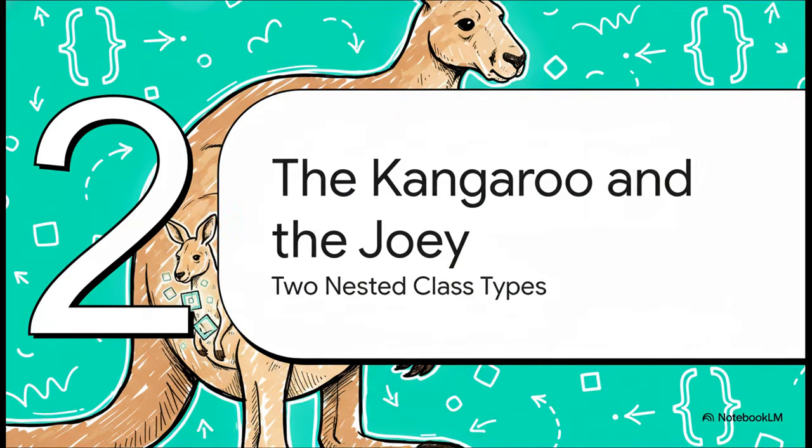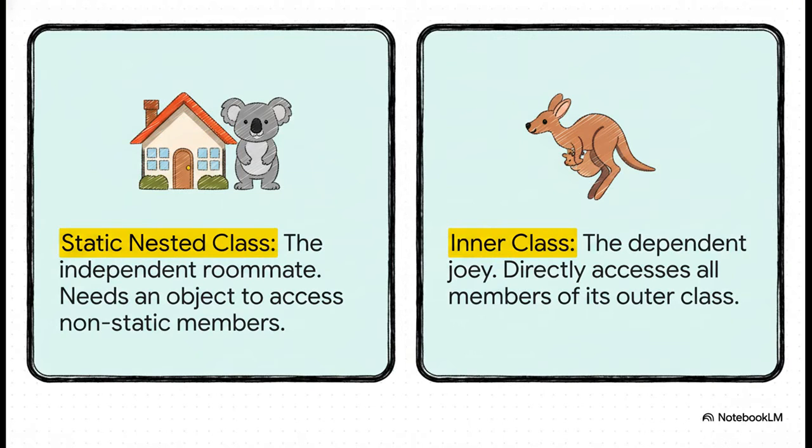Now things get a little more interesting because there are actually a couple of different kinds of nesting classes. And you guessed it, we can explain them with our kangaroo and Joey. First, you've got your static nested class. Think of this one as more of an independent roommate. Yeah, it lives in the same house, but it's kind of separate. But then you have the non-static inner class, and that is our true Joey. It's totally dependent on its parent, the outer class.